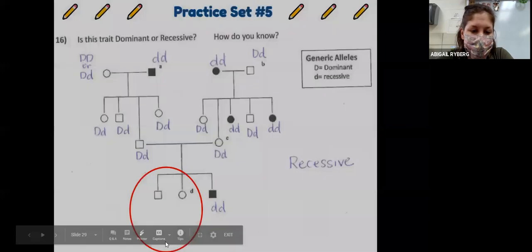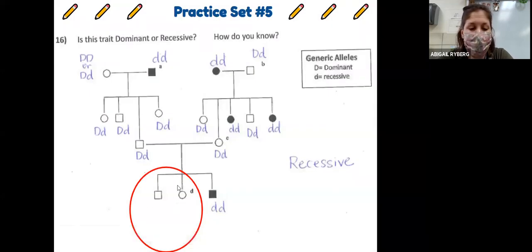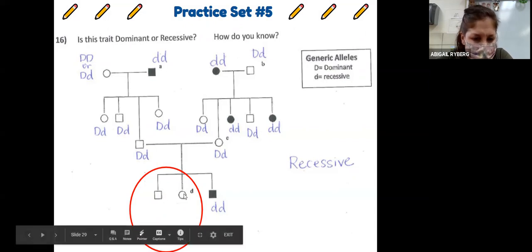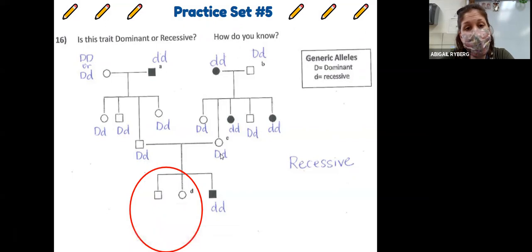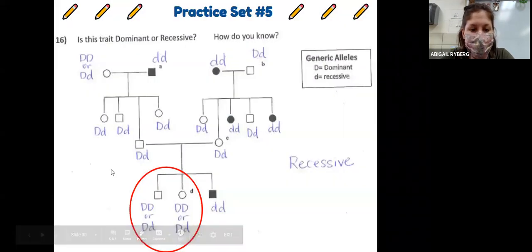And then the last 2 are at the very bottom here. These individuals don't have this trait, so they have a big D. And actually, we don't know. They could both have gotten a big D from each parent or a big D from one and a little d from another. So they're also unknown.